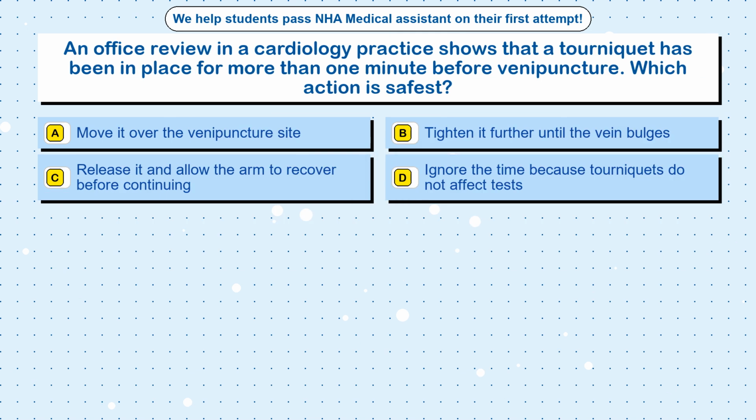Question 33. An office review in a cardiology practice shows that a tourniquet has been in place for more than 1 minute before venipuncture. Which action is safest? Option A, move it over the venipuncture site. Option B, tighten it further until the vein bulges. Option C, release it and allow the arm to recover before continuing. Option D, ignore the time because tourniquets do not affect tests.